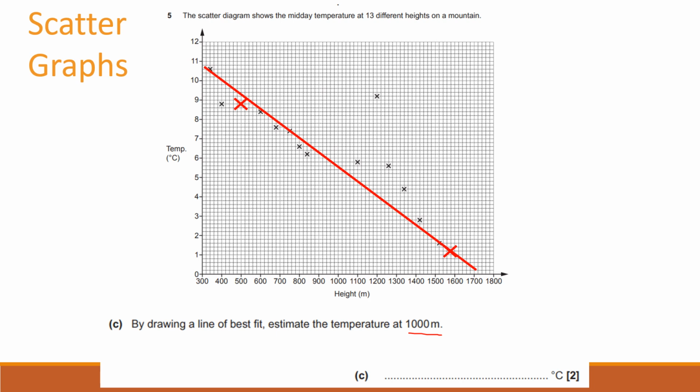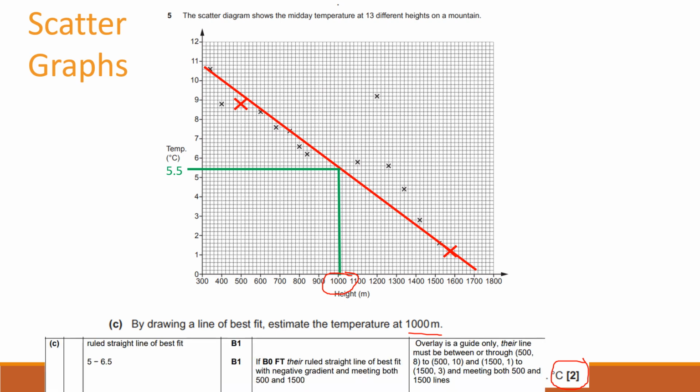Now I'm going to look for a height of 1000 meters. So here, if I come across to my axis till I get 1000, if I come up until I hit my line of best fit and then draw a line across, this will estimate the temperature. Now I'm between 5 and 6, so I've got a temperature of 5.5. So you would get 2 marks in this question, 1 mark for drawing the line of best fit, 1 mark for getting 5.5. They're both your marks.